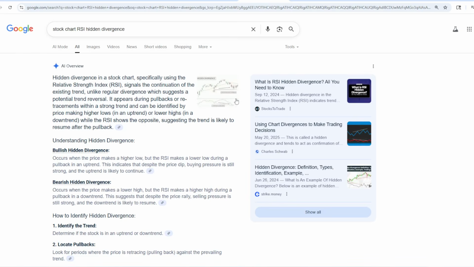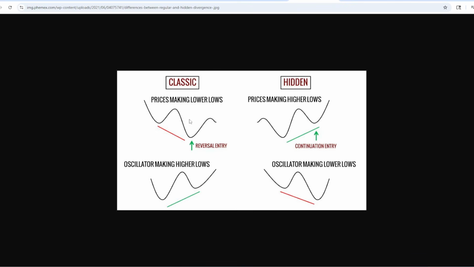For today's lesson, we're going to talk about hidden divergence. You're probably familiar with regular divergence, but here's a quick overview of what hidden divergence is. You can pause and read this on your own time, but regular divergence, or in this case, classic divergence, is a reversal divergence where the price makes a lower low, and the oscillator makes a higher low.